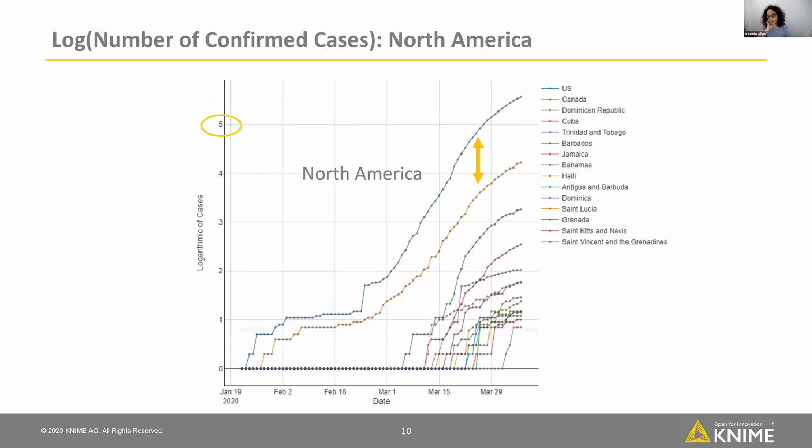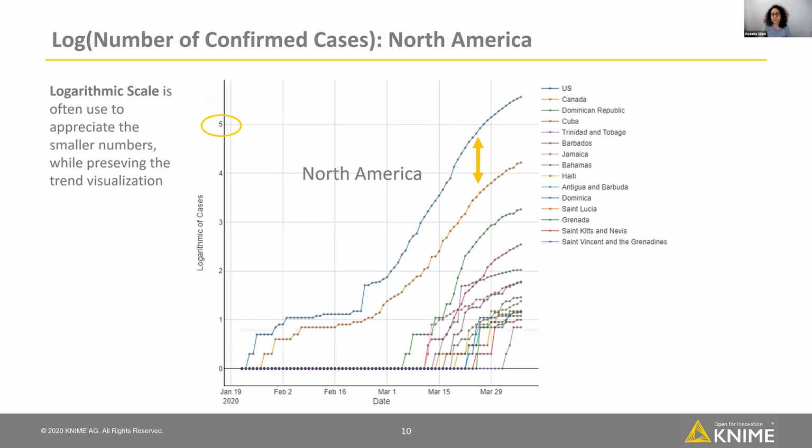When you move to a logarithmic scale, you preserve the trend, because the logarithm is a monotonic transformation, but the distances between the numbers are, of course, made much smaller. So you can still see the trend in much bigger detail, also for the smaller numbers. We can see that Canada has a trend similar to the US, as far as the spread of the virus is concerned, even though the absolute numbers are definitely much smaller.